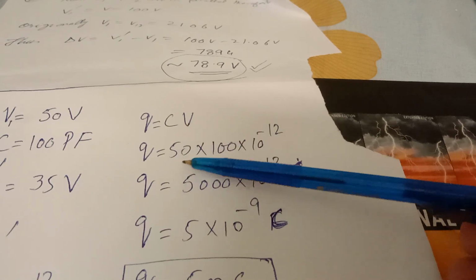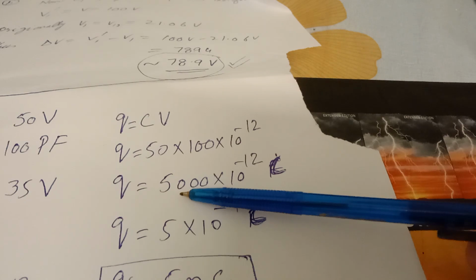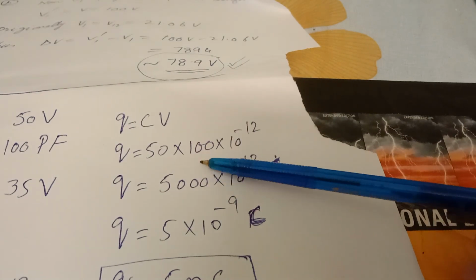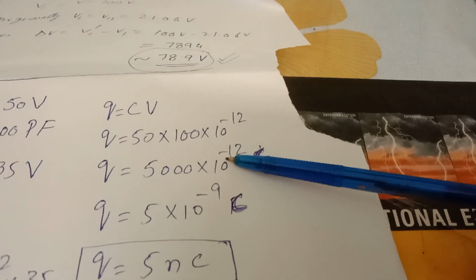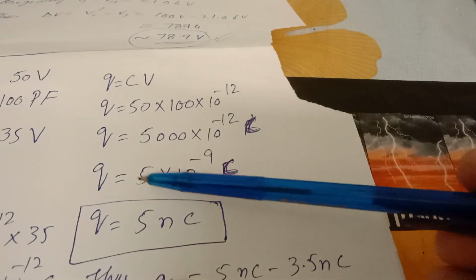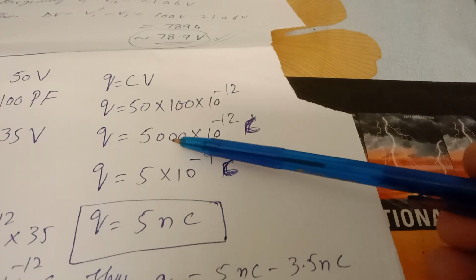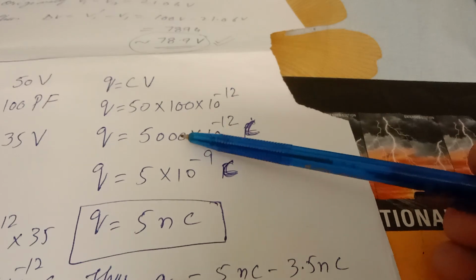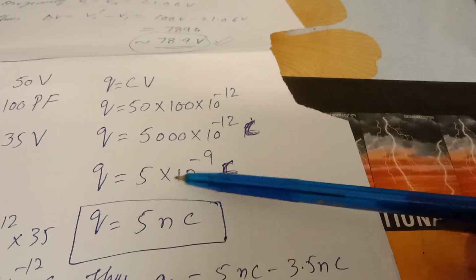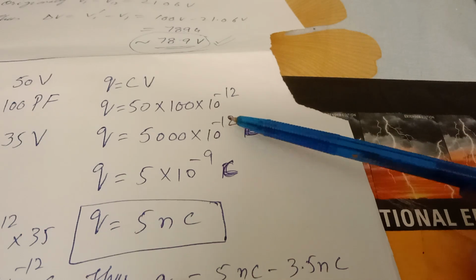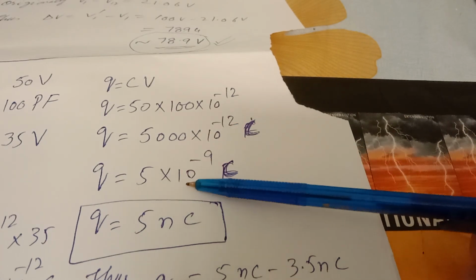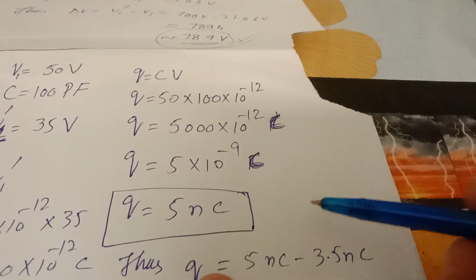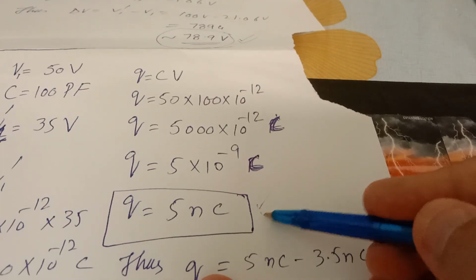We multiply it. When multiplied, it comes out to be 5000 into 10 raised to minus 12 coulombs because we are using SI units. The SI unit of charge is coulomb. So Q is equal to, if you make it 5, then we have to add power 3 here because 5000 means 5 into 10 power 3. So minus 12 plus 3 is minus 9. So we get 5 into 10 to minus 9 coulomb, or we can write it 5 nanocoulomb. This is the charge on a fully charged capacitor.